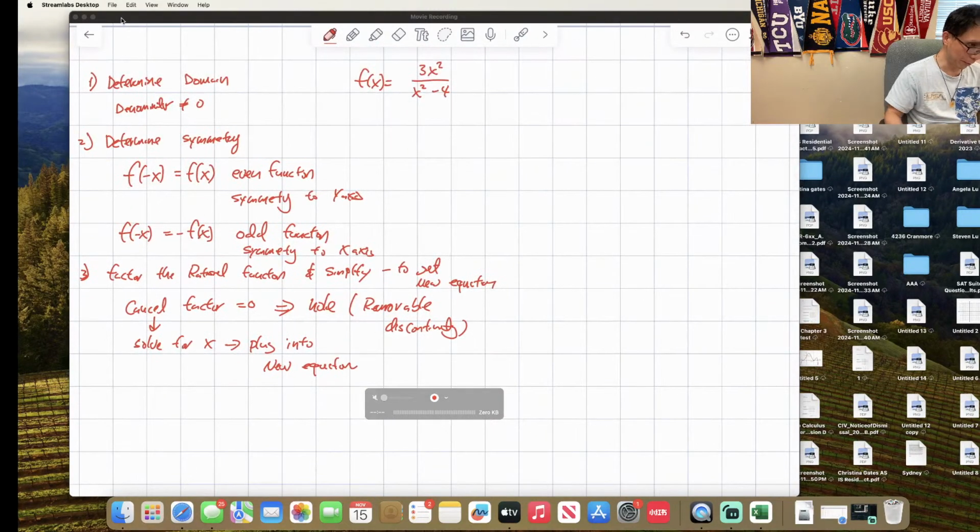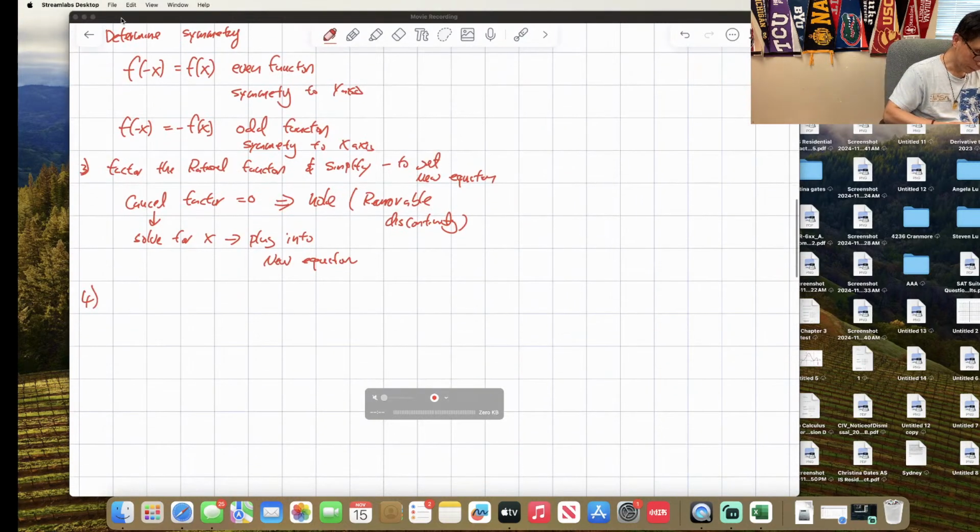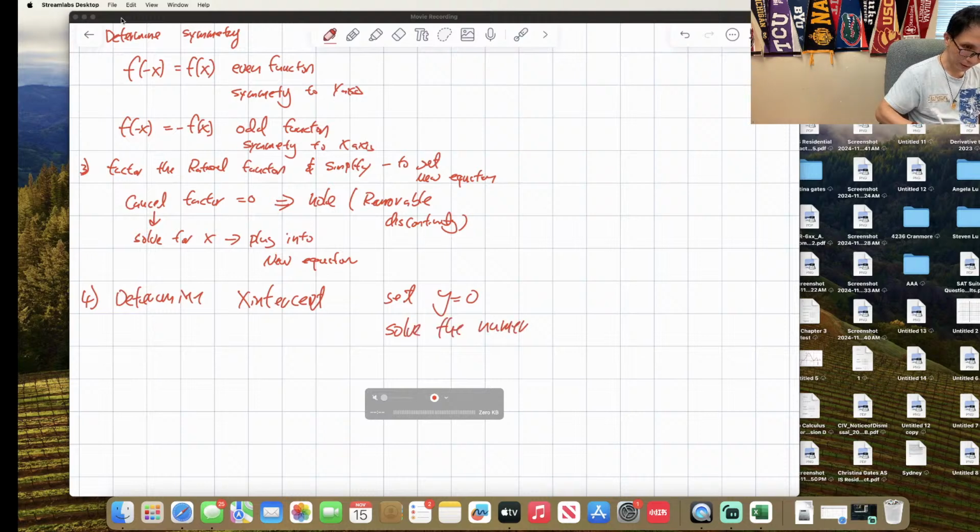So you can determine the domain, you can determine the symmetry, you can factor the rational function and simplify it. Four, determine the x-intercept. How do you find the x-intercept? Set y equal to 0 and solve. Remember, you are solving for the numerator. Solve the numerator equal to 0. Why the numerator? Because a denominator of 0 is actually undefined. Only the numerator matters in this case.